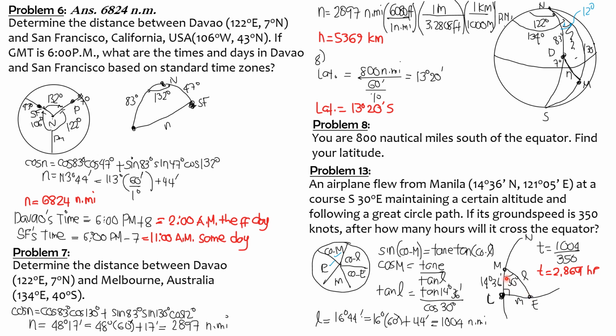This is 30 degrees because the direction of the plane is south 30 degrees east. We call that angle capital M. The side opposite to that is N. This is angle E, so opposite to that is small e, 14 degrees 36 minutes. This is the side. And opposite the 90-degree angle is L.